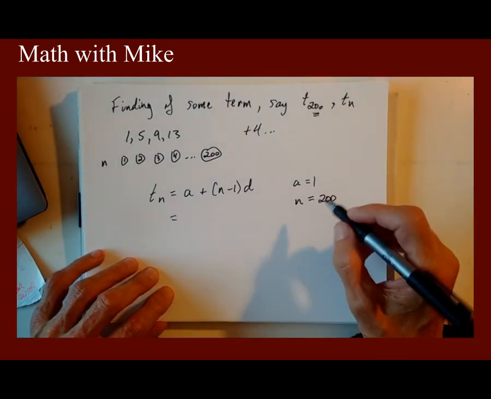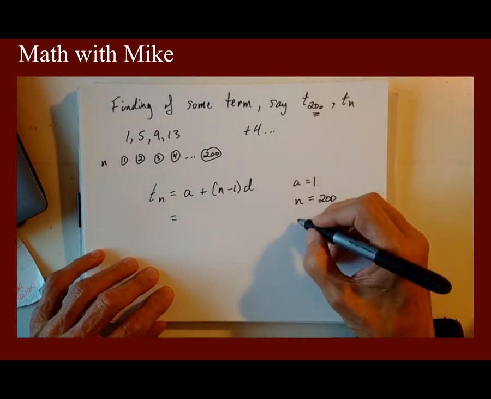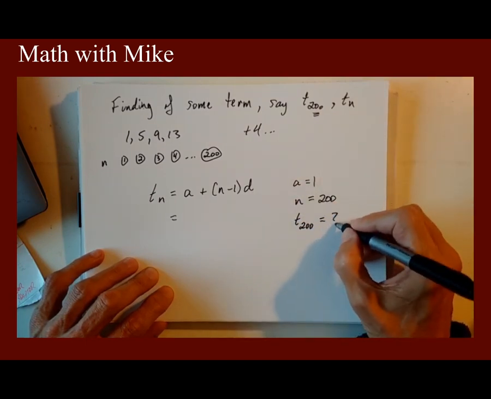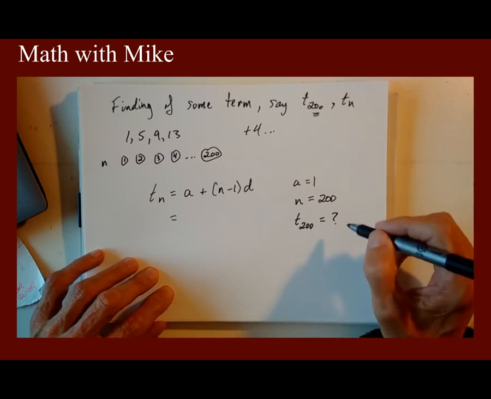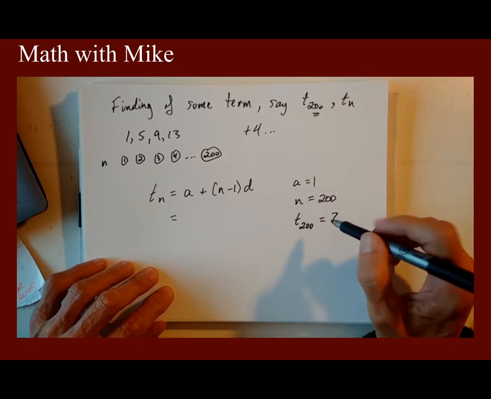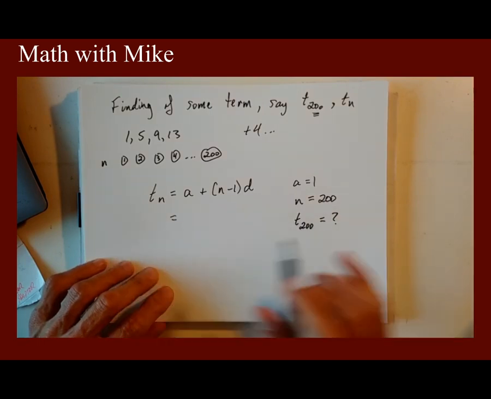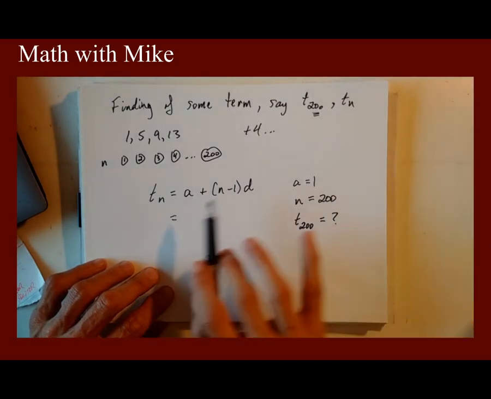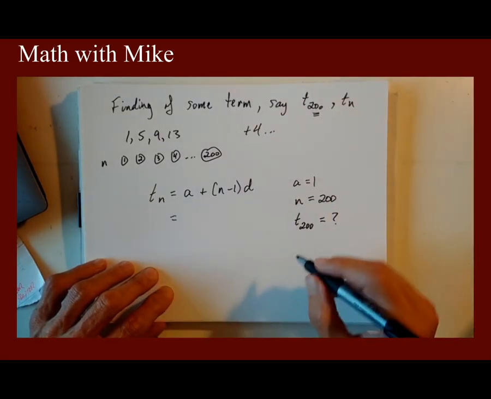What else do we got? Well, the question is find T200. So we don't have a number for it, but we do have a question about it. So we put that in there. Because that's probably going to be the one number that's missing. Hopefully only one. Okay. Then what else we got? We got A, we got N. Oh, now we got D.